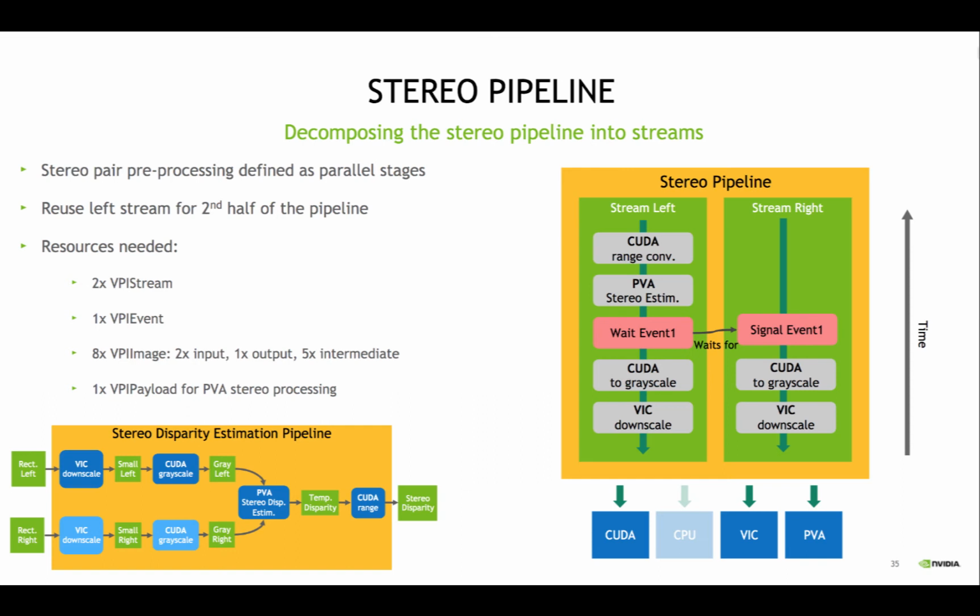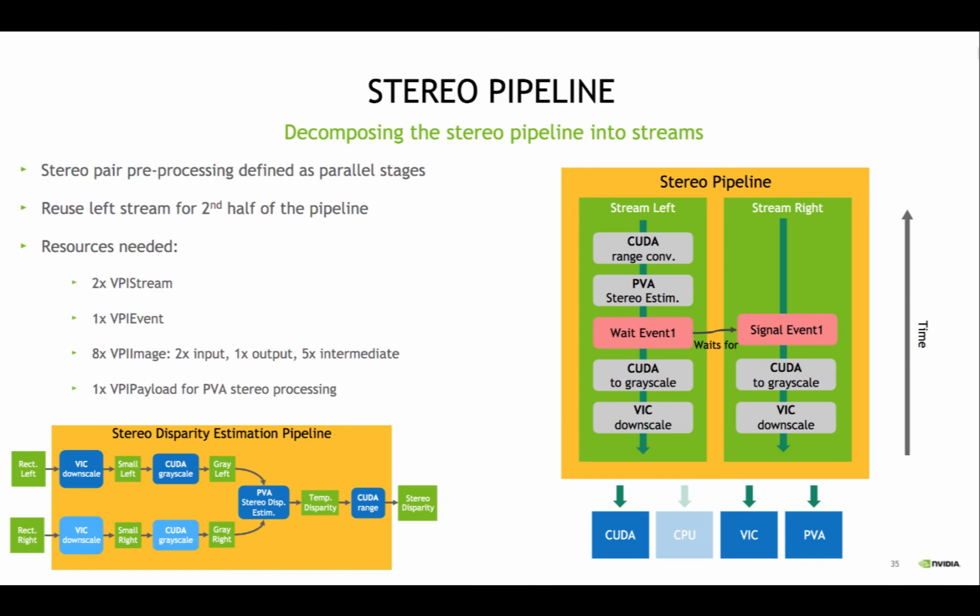The diagram also includes all intermediate images needed. In total, we'll need 8 VPI images, 2 for input, 1 for output, and 5 intermediate images. In the diagram on the right, we define how our streams are set up. As usual, we read the execution sequence from bottom to top.